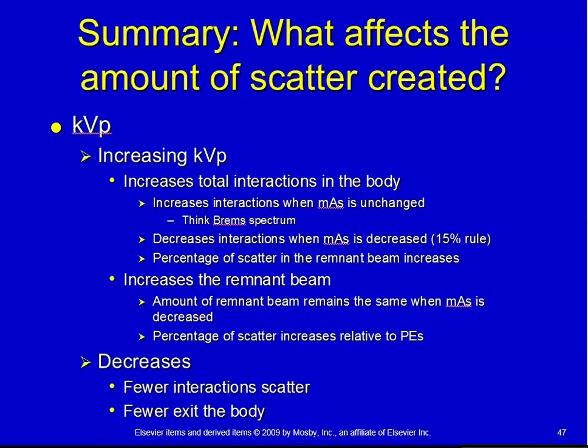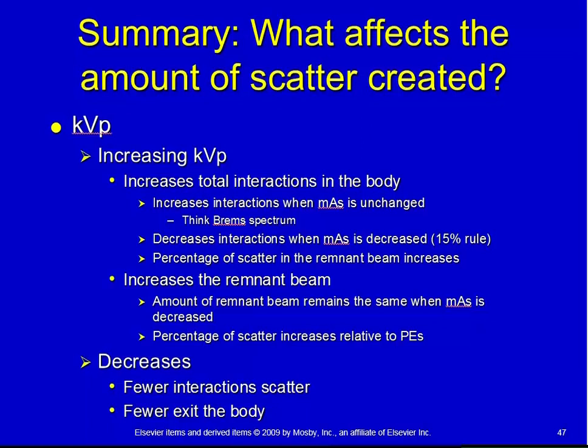Whenever we decrease mass using the 15% rule, we get a decrease in the interactions, but we still have that increase in average and an increase in peak energy. So the percentage of scatter that remains in the beam in both cases is increased. So we have an increase in scatter radiation in the remnant beam. The amount of the remnant beam remains the same whenever the mass is decreased, yet we get an increase in scatter. What's left in the remnant beam is more scatter than straight penetration.